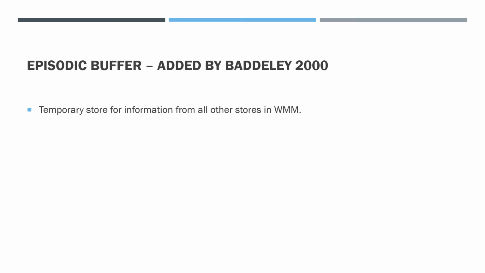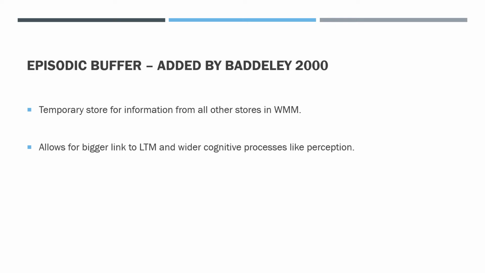And then we've got the episodic buffer. Now, this was added fairly late on. This was added by BADDELEY in the year 2000. And he said that this was a temporary store for information from all of the other stores. So it's something that can hold information whilst another one is busy. It allows for a bigger and more direct link to the long-term memory and wider cognitive processes like perception to be performed.